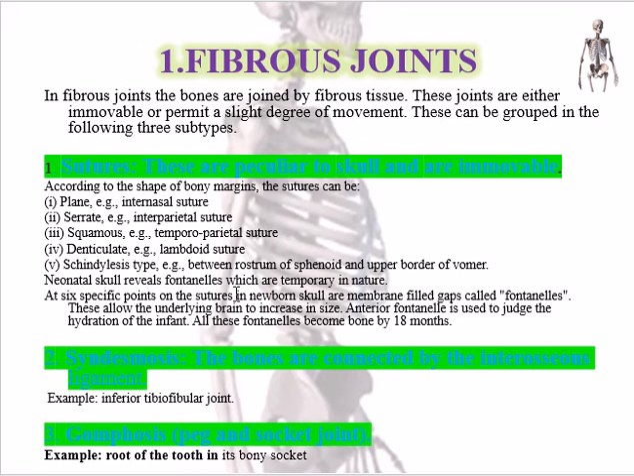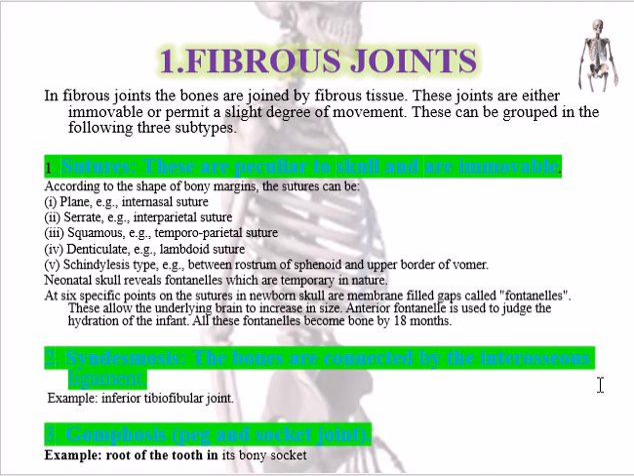Neonatal skull has fontanelles, which are temporary in nature. At 6 specific points on the sutures in newborn skulls are membrane-filled gaps called fontanelles. These allow the underlying brain to increase in size. The anterior fontanelle is used to judge the hydration of the infant. All these fontanelles become bone by 18 months.